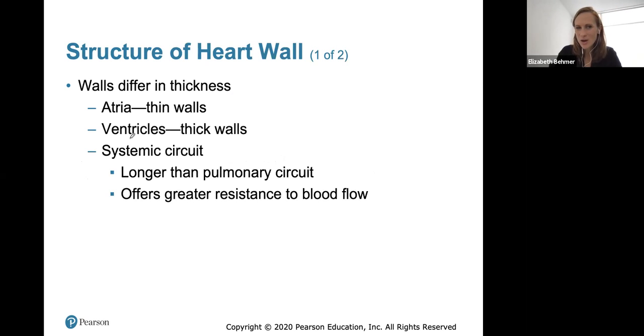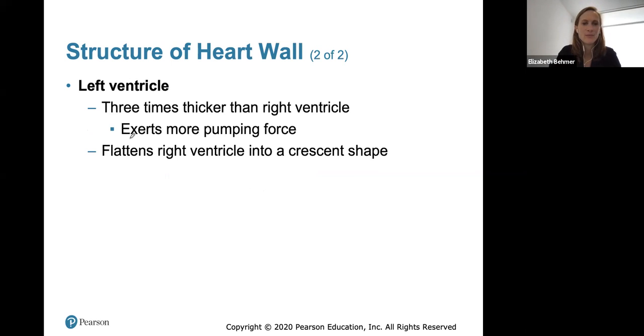The structures of the heart wall: the walls will differ in thickness throughout the chambers. The atria have much thinner walls. The ventricles have thick walls. The systemic circuit is longer than the pulmonary circuit because it has to go to the body. The pulmonary circuit just has to go to the lungs, which is very close to the heart. So the systemic circuit offers a greater resistance to blood flow.